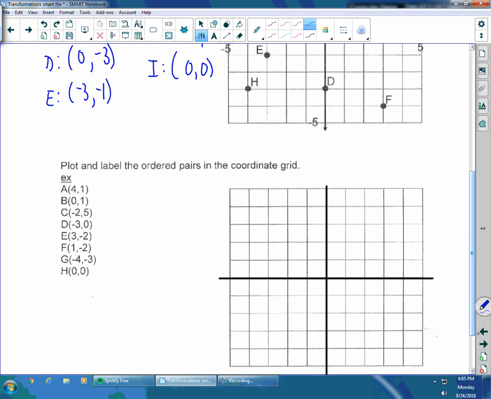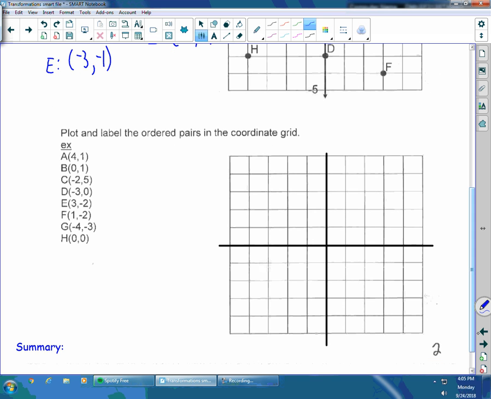Hopefully, again, this was a review. Next, we're going to plot and label the ordered pairs on the coordinate grid. So A would be at 4, 1. So again, the center is 0, 0. If I'm going over 4, that's right 4. 1, 2, 3, 4. From there, I go up 1. I'm going to make a dot and label that with a capital A. So the first one's done.